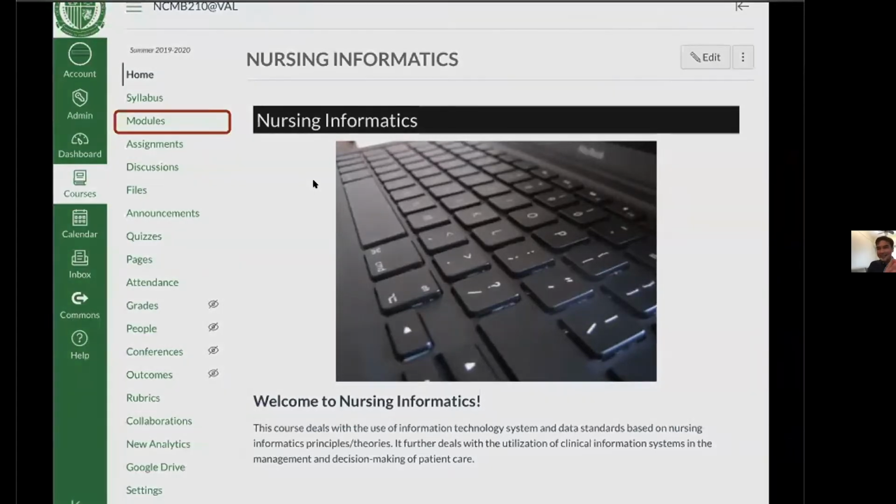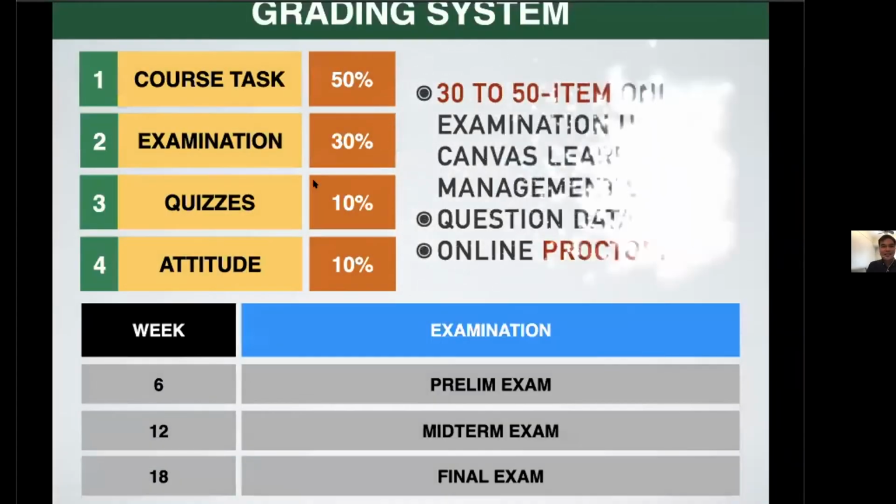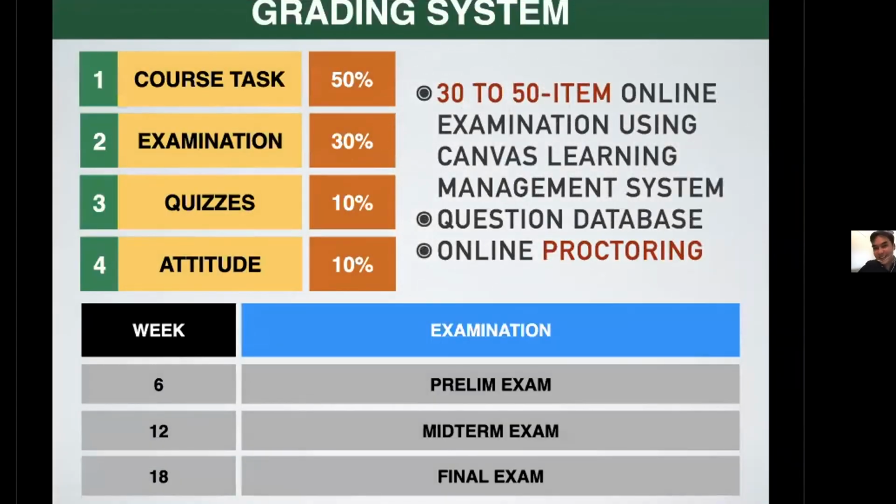Again, just to remind you students, your course task is 50%. I'm very easy to please, guys, especially when I see that you're exerting effort in your course task, and that is 50% of your grades. Do you have questions regarding the grading system? We have no questions, right?